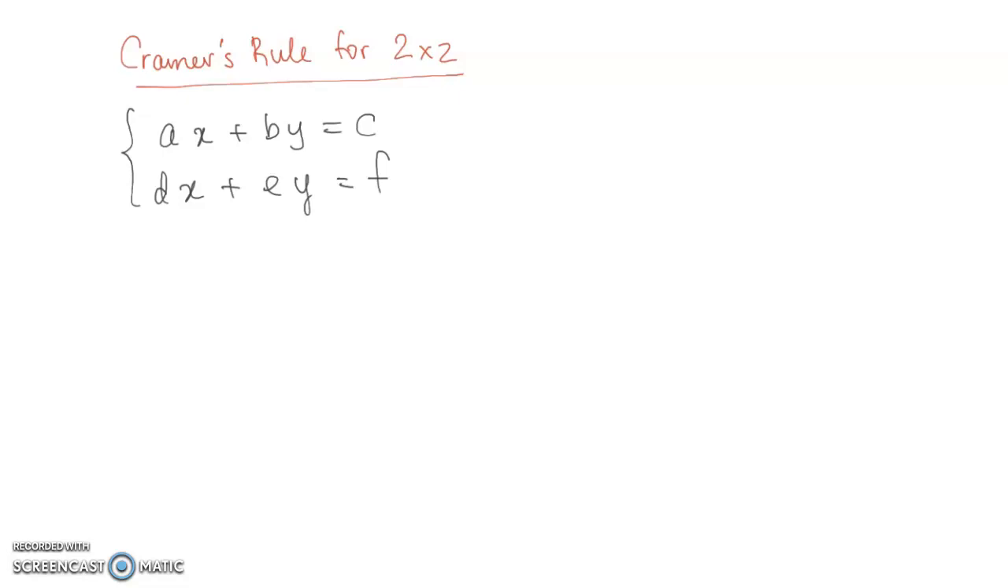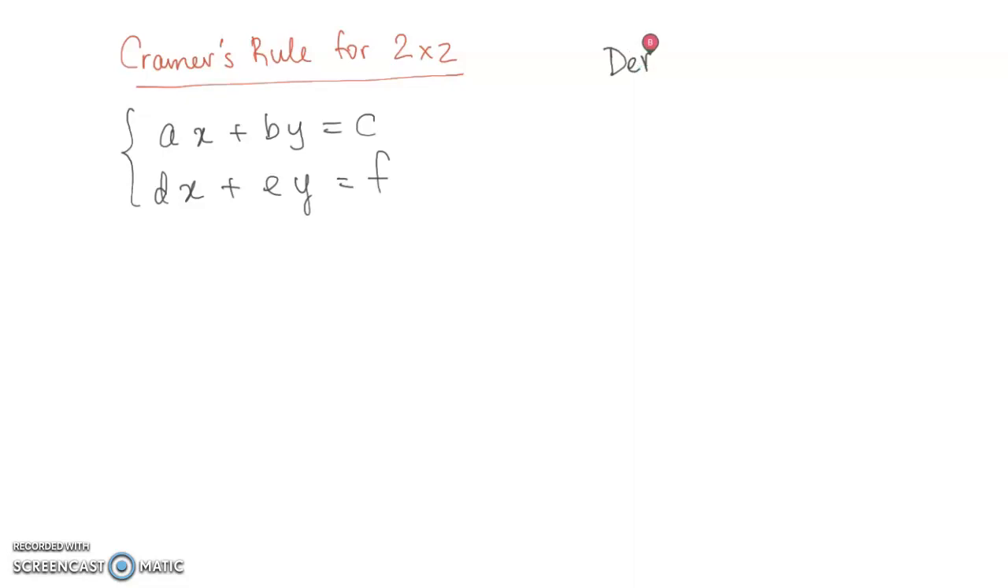Hello everyone, so today we're going to talk about Cramer's rule for 2 by 2. This is a fairly nice technique to solve systems of linear equations, especially 2 by 2 or 3 by 3. We cover a bit about the determinant, okay?